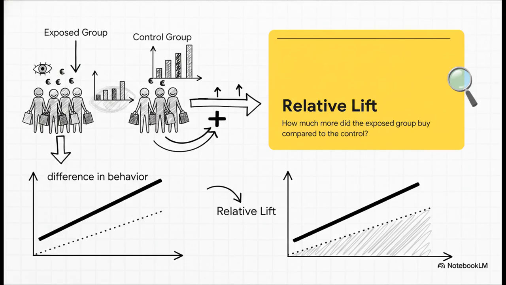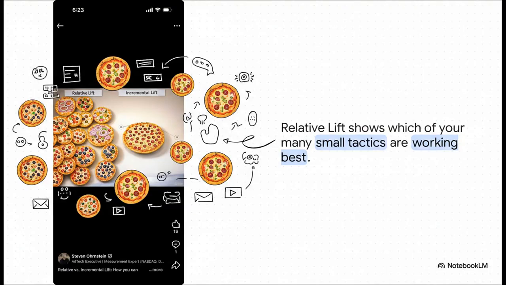It's a head-to-head matchup. Think back to our pizza shop. Relative lift is like looking at a bunch of different mini pizzas. Each one is a different tactic, a different ad creative, a different audience, a different channel. And your job is to figure out which little recipe is working the best. It's all about those small, tactical tweaks.